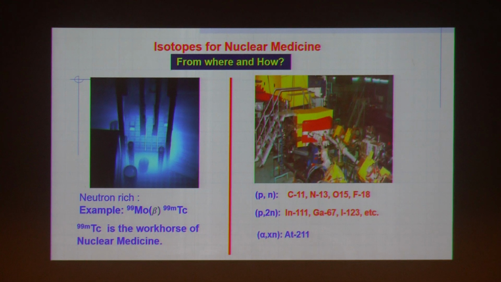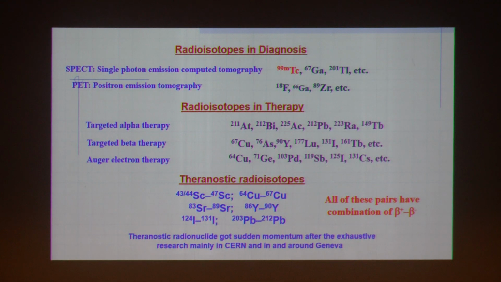So from where and how? Yes, of course, there are nuclear reactors from which we can get some of the radioisotopes, especially 99m technetium, which is absolutely a nuclear reactor candidate. But if I talk about some others, then they can be produced by proton-induced reaction or alpha-induced reaction. Now, I told you about the growth phases.